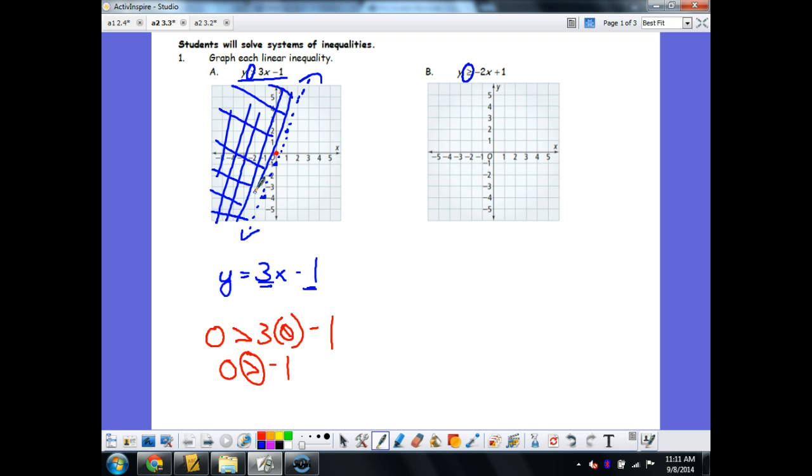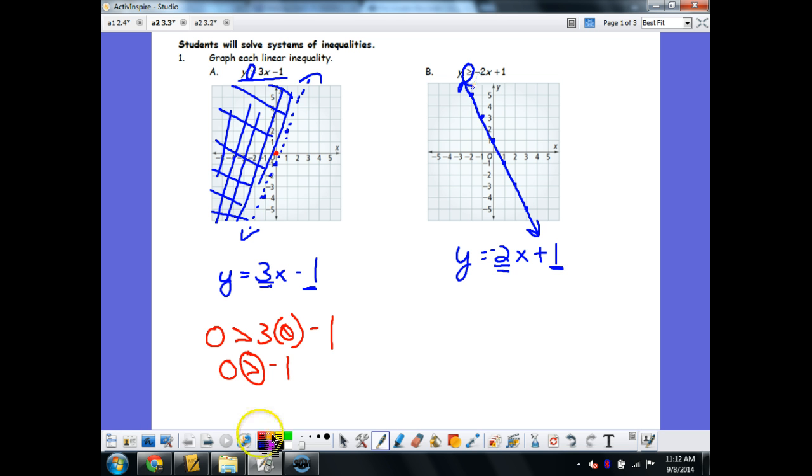Now, in the second example, again, the first thing I'm going to do is graph the line y equals negative 2x plus 1. And taking what I know, the y-intercept is 1. Slope is negative 2, so I'm going to go down 2 and over 1. And then I'm going to determine whether this should be a solid line or a dashed line. So I look at the inequality, since it is greater than or equal to, that means the line is part of the graph, so I am going to make this line a solid line.